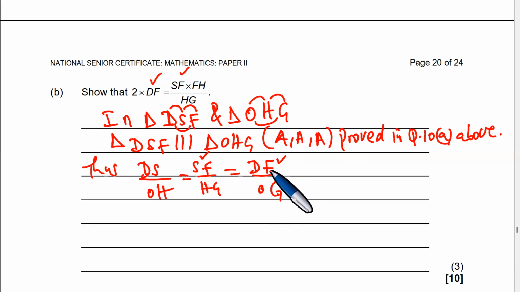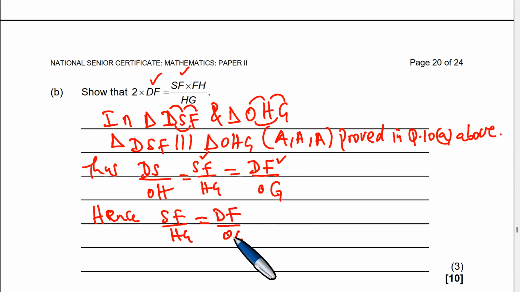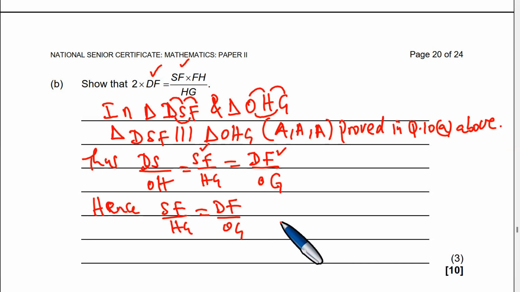DF and SF. So it means that we're going to pick this and that. DS and OH are out because they don't appear here. Hence, we just pick these ones: HG, DF, OG. Okay? Like that.